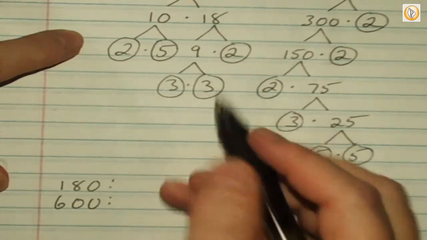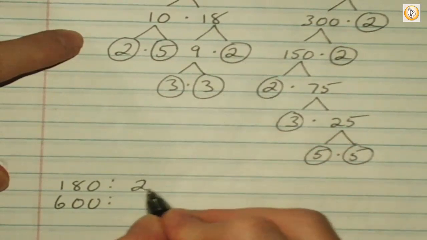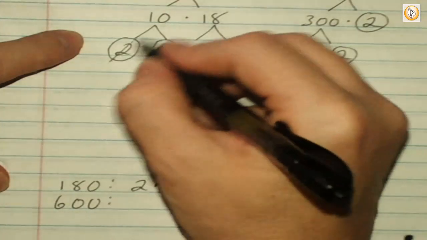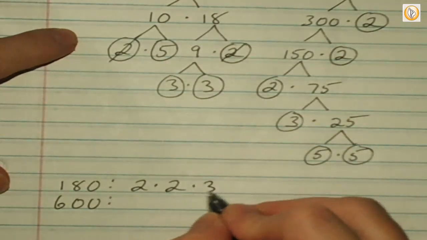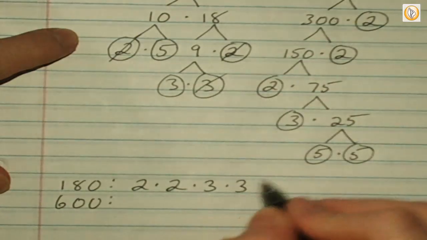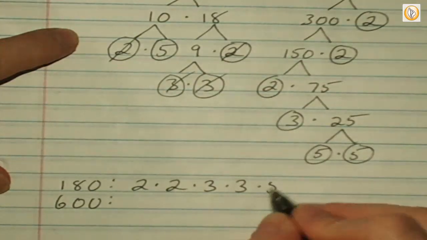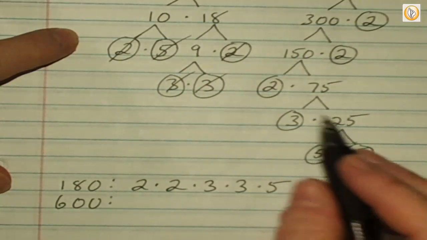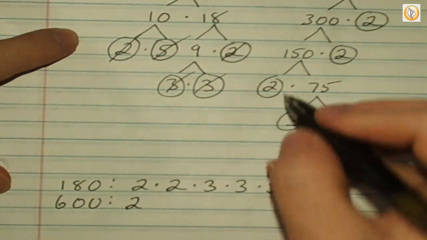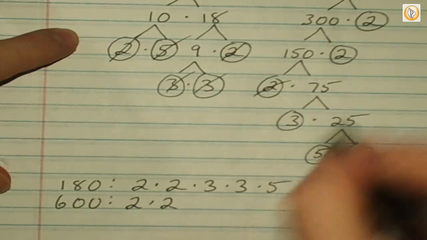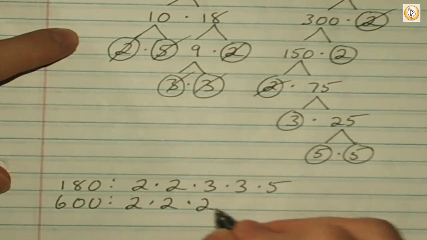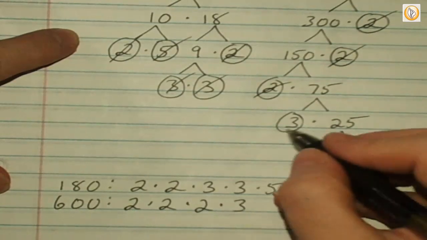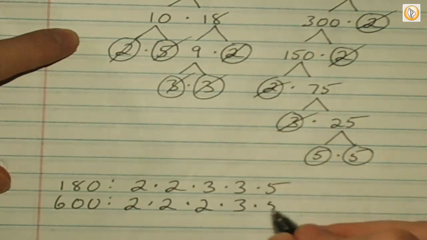Okay, so now we're going to write out our prime factors, and we cross them out to make sure we don't leave anything out. So 2 times 2 times 3 times 3 times 5. And then over here I have 2 times 2 times 2. See how if you cross them out and circle, you can easily keep track of them.